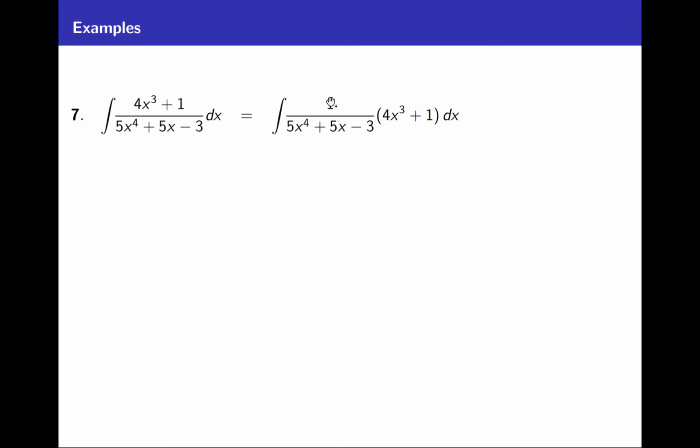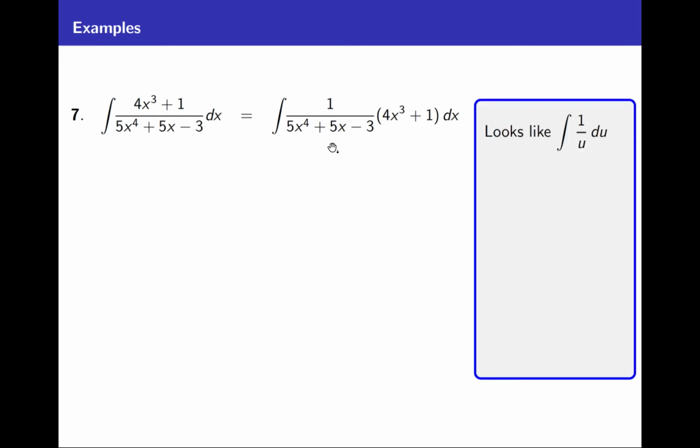Now we have the integral of 1 over a function. Imagine making u equal to 5x to the fourth plus 5x minus 3. This would be 1 over u. So this integral looks a lot like the integral of 1 over u du. So let's see if we could make a substitution that converts this complicated integral into this simple integral.